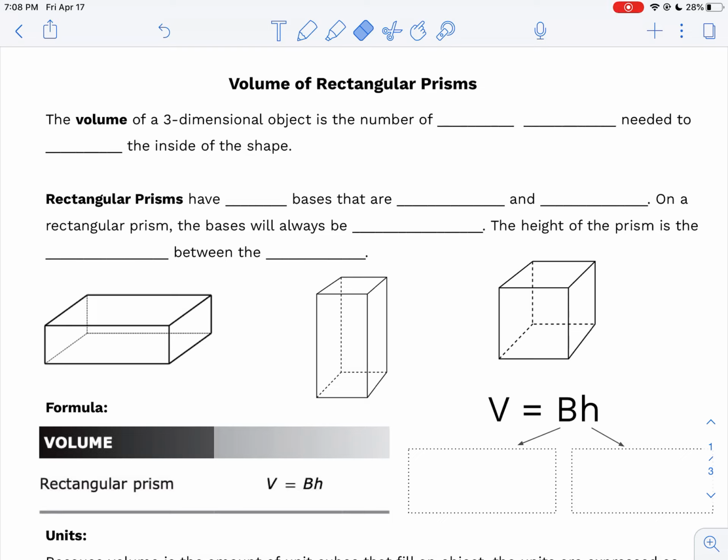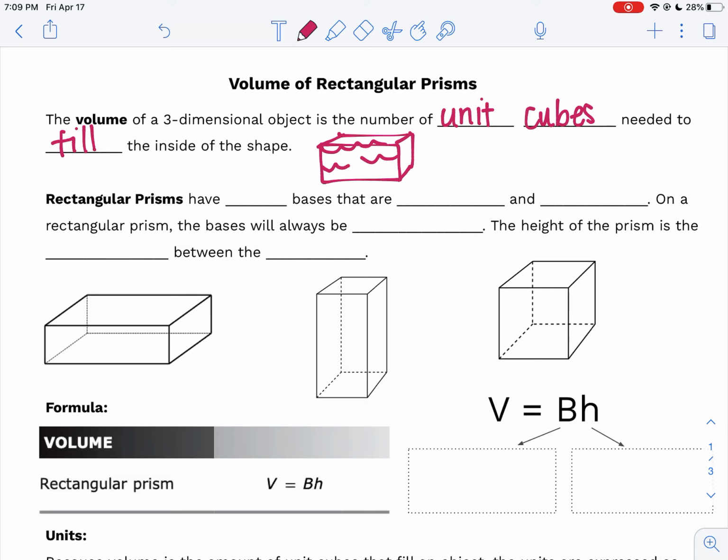The volume of a three-dimensional object is the number of unit cubes that can fill the inside of the shape. So we want it to be completely full. Think of a rectangular prism fish tank, and it is full of water. The amount of water that fills the entire tank is the volume of the prism.